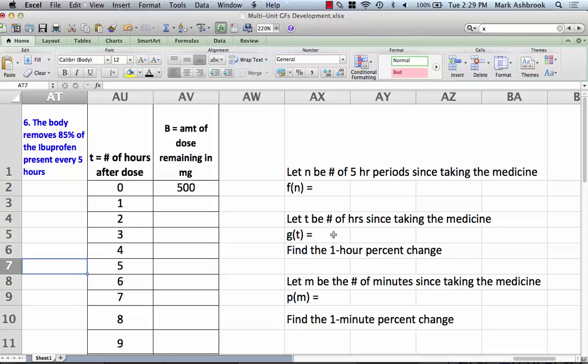T is the number of hours since taking the medicine, and m is the number of minutes since taking the medicine. So I want you to start by, actually, before anything else, practice deriving this. So derive the 1-hour decay factor and use it to fill in the table.